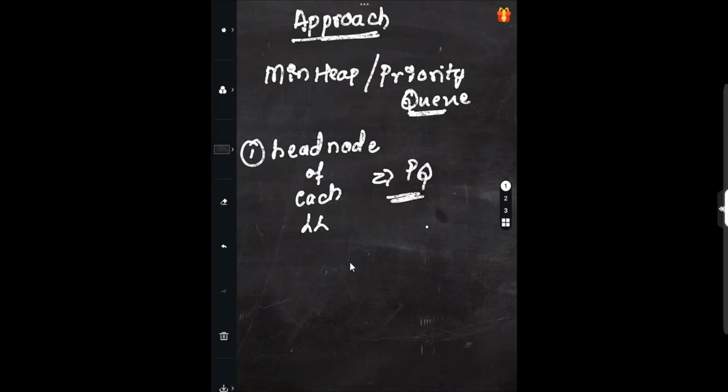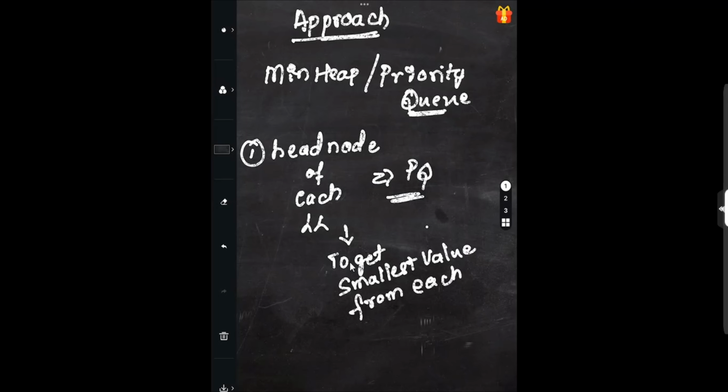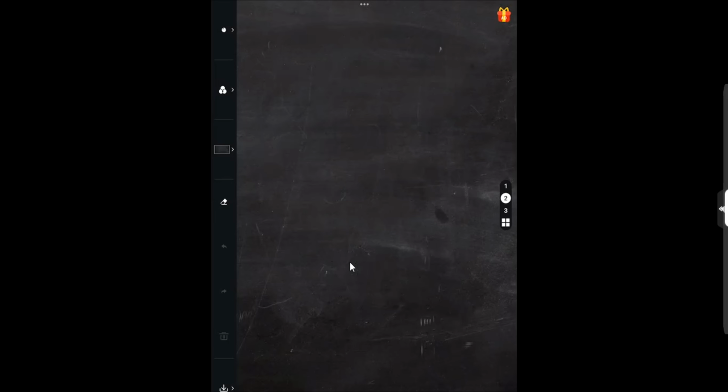Why are we adding the head node of each linked list to the priority queue? Because then we will have the smallest value from each list available. This is the reason we add the head node of each linked list to the priority queue, just to get the smallest value from each list. This will be the first step. I hope this is clear.